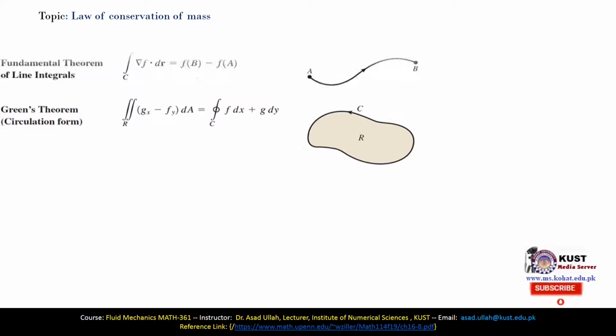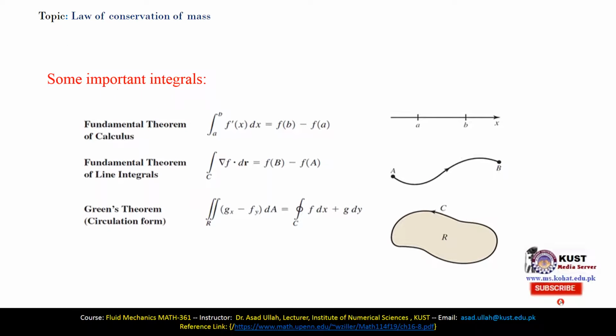Now, some important integrals. Students are already aware of these integrals because they are already taught in the Calculus 1, Calculus 2 and Calculus 3 courses. Now, the fundamental theorem of calculus is used for finding the area under the curve, in which the base is normally chosen as a straight line. So, by using the fundamental theorem of calculus, we can find the area, that is F(b) minus F(a), where b and a are any points on the straight line x.